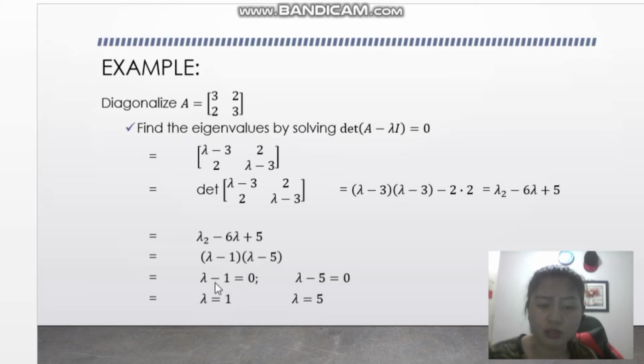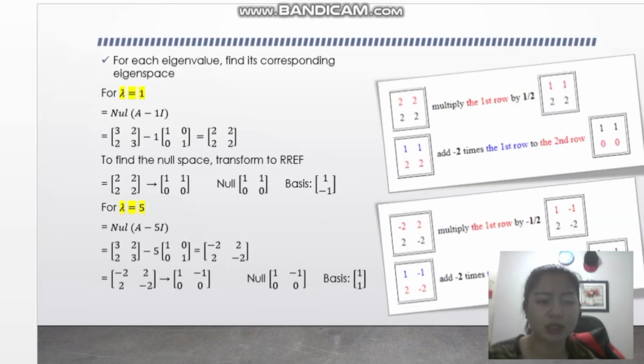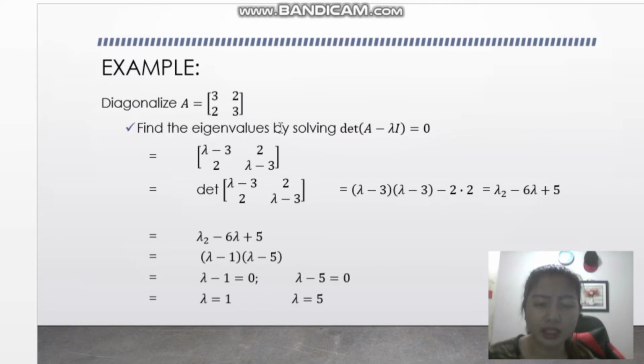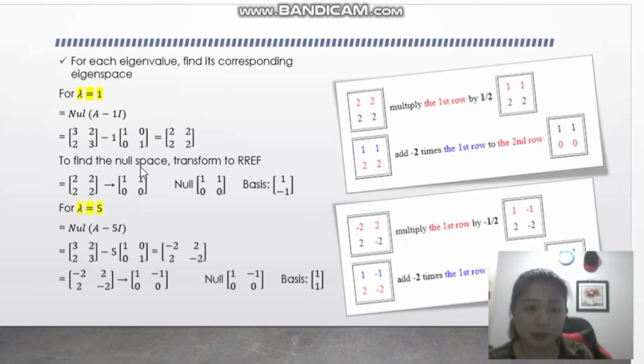We equate both to 0 to get the value of lambda. So, lambda minus 1 equals 0 gives lambda equals 1. And lambda minus 5 equals 0 gives lambda equals 5. Since we already have the eigenvalues, the eigenvalues are lambda equals 1 and lambda equals 5. For our next step, for each eigenvalue, find its corresponding eigenspace. So for lambda equals 1, we take its null space.